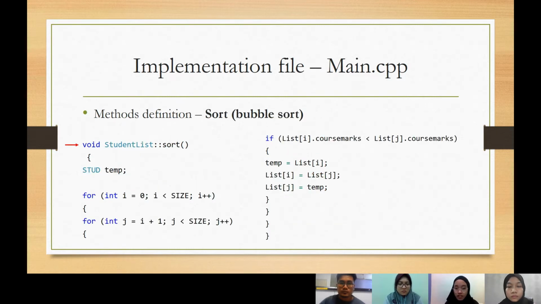And next, for the method definition of sorting using bubble sort, we have stud temp, because we need somewhere to store a value temporarily to do the swapping. We have an outer loop and an inner loop. The outer loop controls the number of passes through the array, and the inner loop does the passes themselves and swaps the elements.